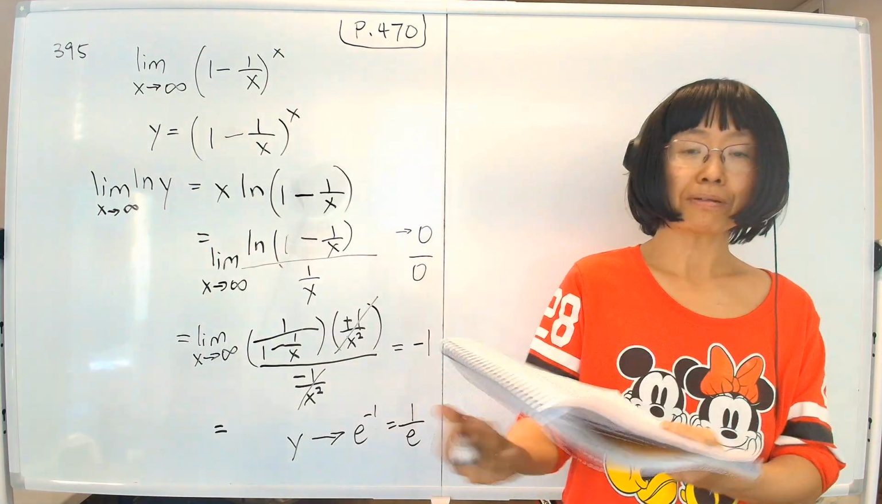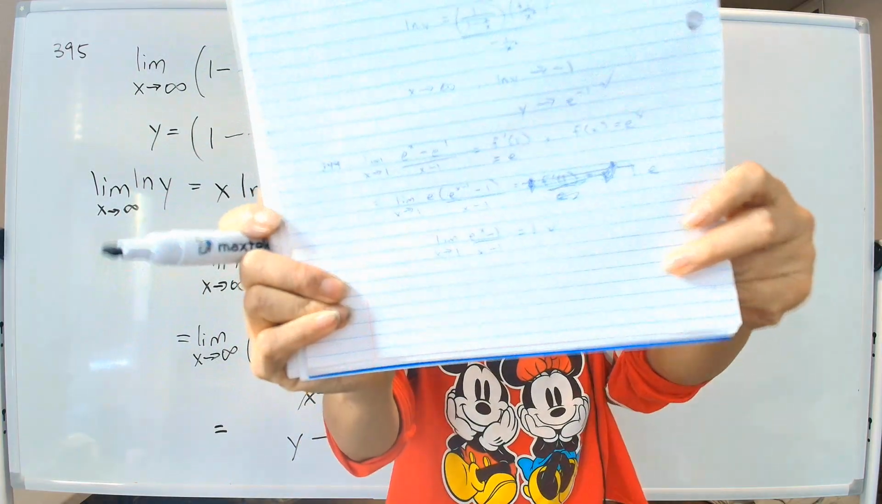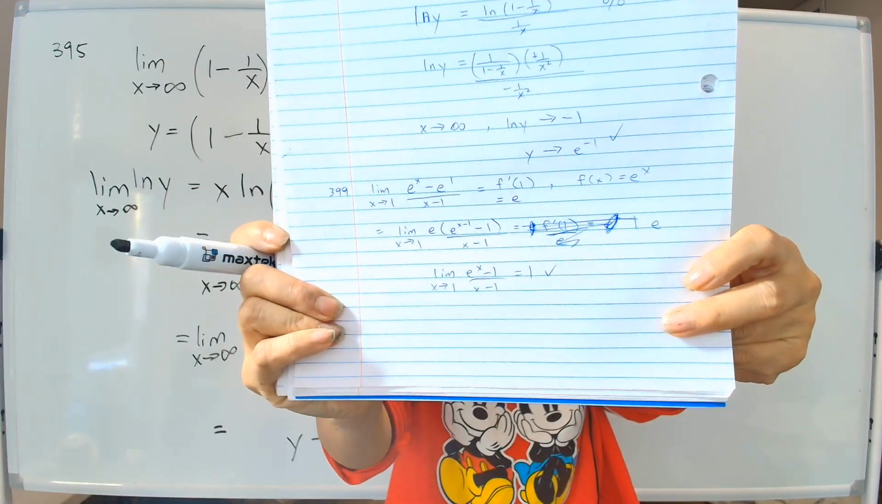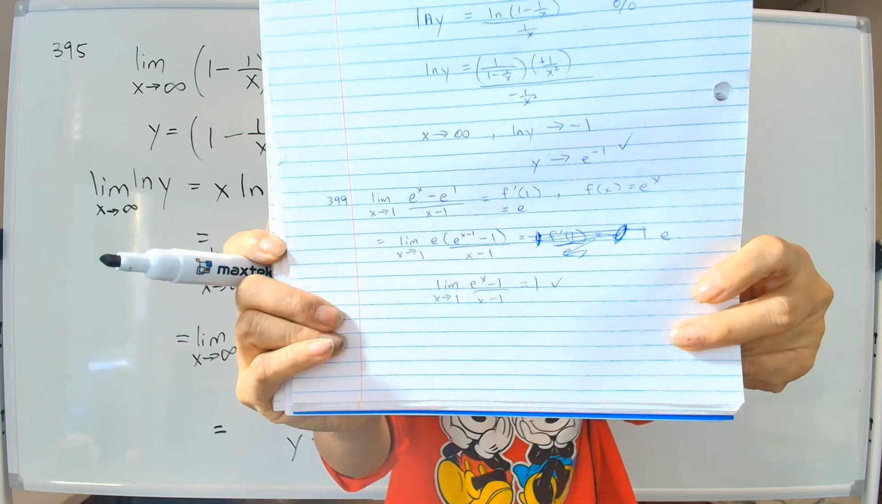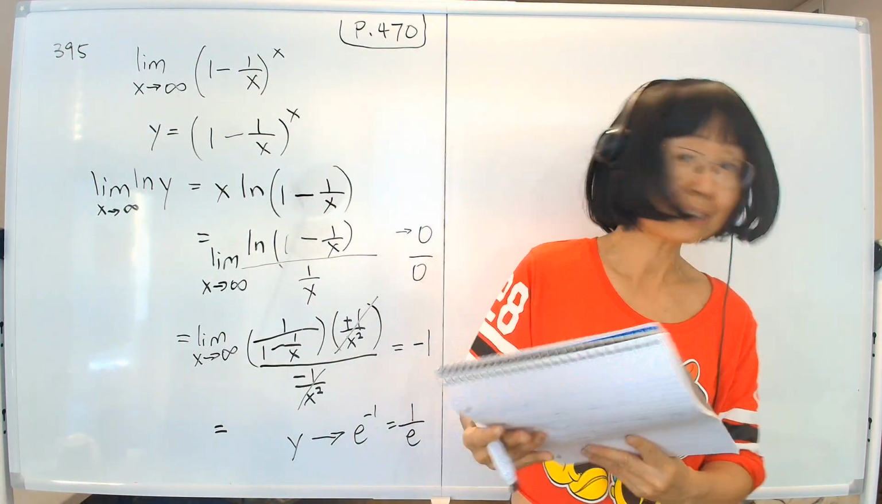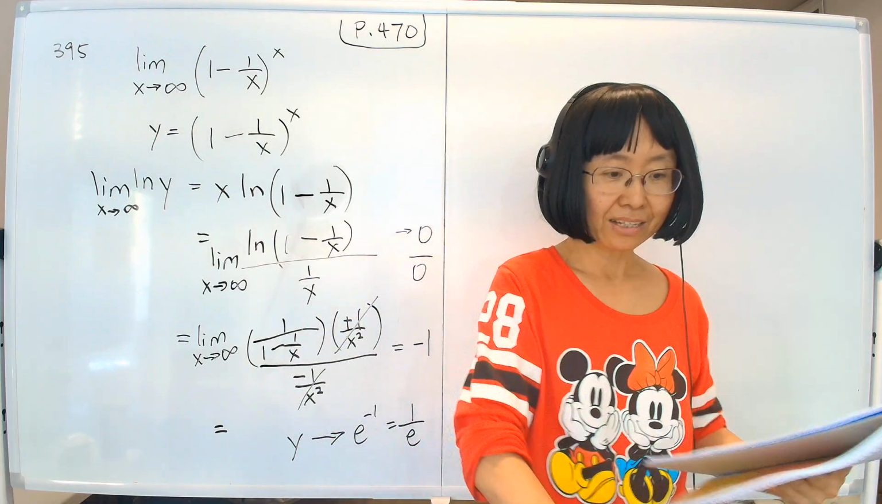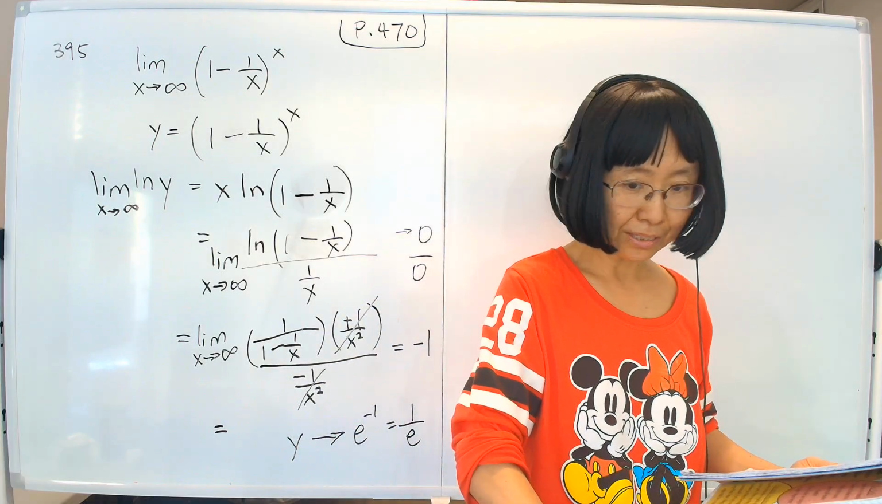Next, let's look at problem 399. I went back to using the original definition of the derivative to solve this problem, but in reality, if you use L'Hopital's rule, that's even faster. You can basically do it in your head. Either way, pick whichever method you like. So let's look at the next one.